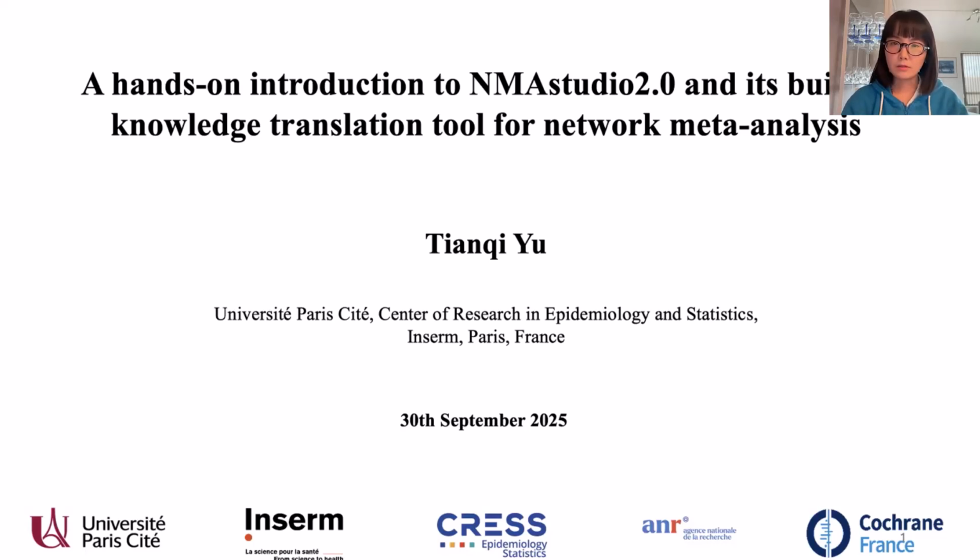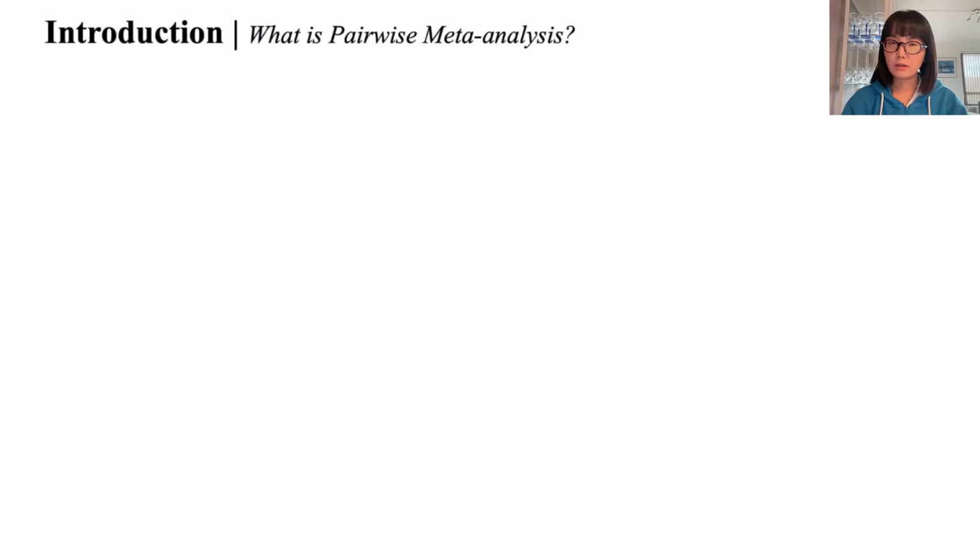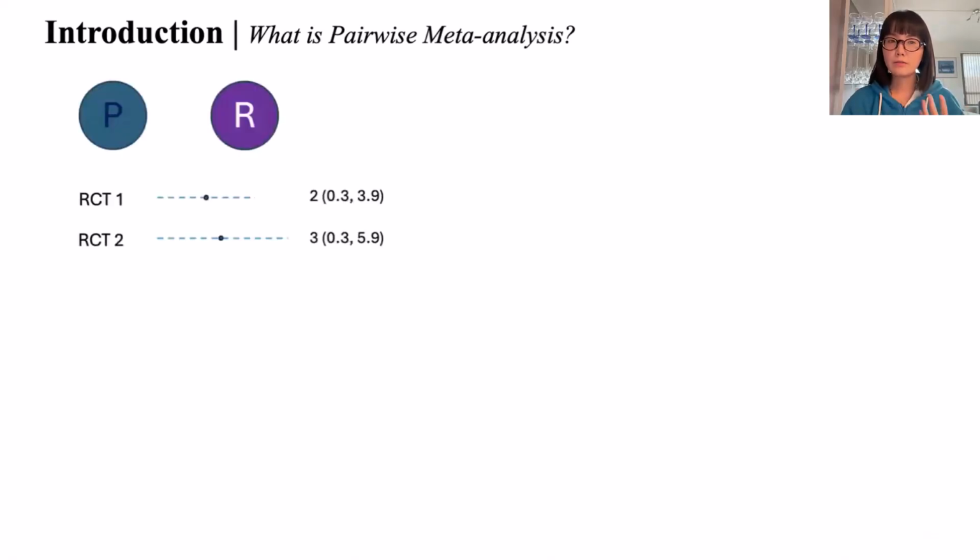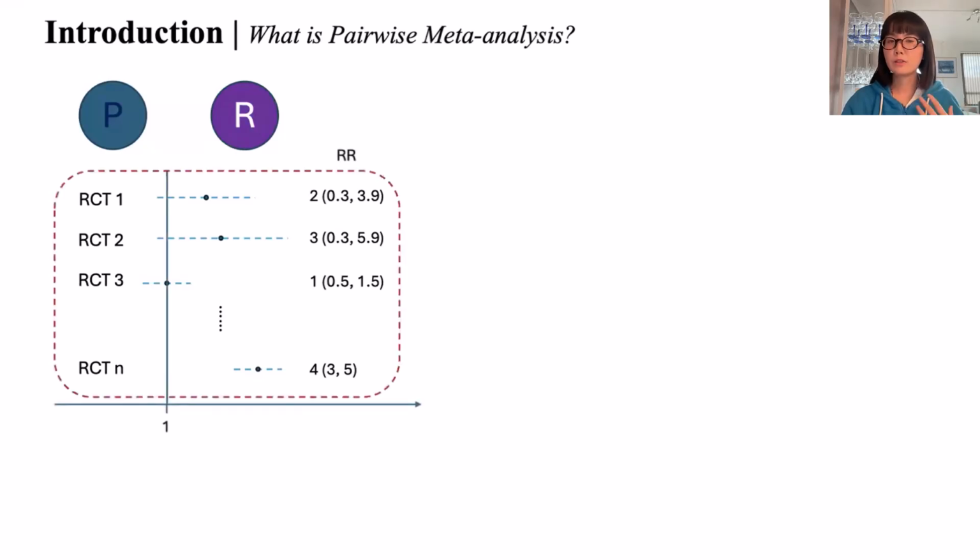I assume that most of you are familiar with pairwise meta-analysis and network meta-analysis, but just in case someone needs a quick refresher, I'll go over them very briefly. Pairwise meta-analysis is a method used in research to combine the results from multiple studies that directly compare the same two interventions. For example, if we have several randomized control trials that compare intervention P and intervention R, a pairwise meta-analysis would combine all of the effects from these RCTs to determine the pooled effect or the overall effect.